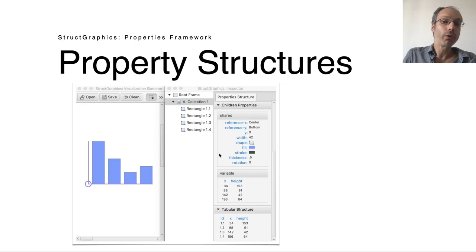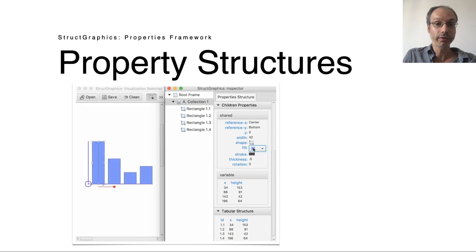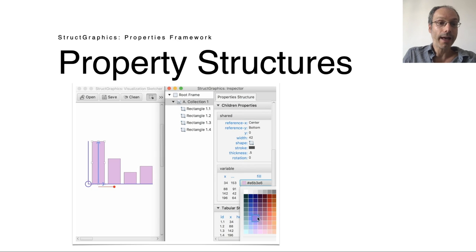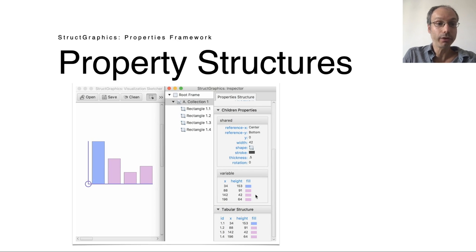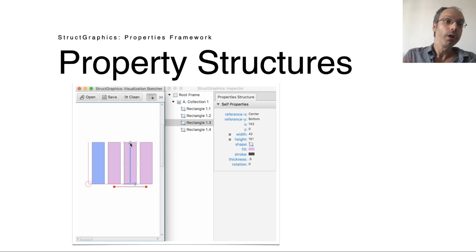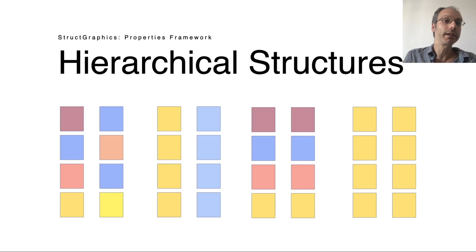Now, let's see here how the properties of the children nodes of a collection are grouped in the inspector. So the fill color is a shared property, so when we change it, we'll see that all sibling nodes are also changed. And we can make it, however, variable by dragging, and then change the color of individual children. In contrast, the height is variable here, but we decide to make it shared, and now all the children's heights are bound together.